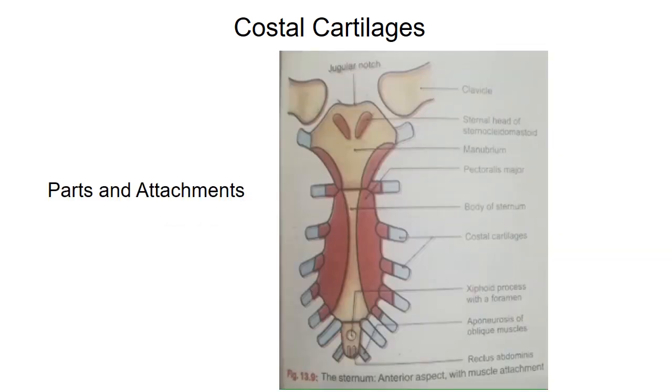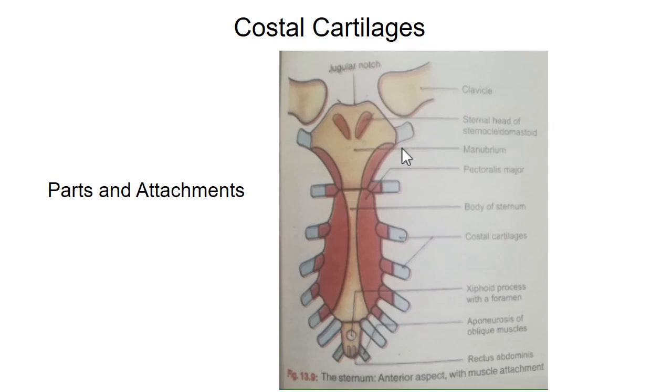Now let's talk about the parts and attachments of the costal cartilages. Each costal cartilage has two surfaces, anterior and posterior, two borders, superior and inferior, and two ends: the medial end, which is attached to the sternum, and the lateral end, which articulates with the anterior end of the rib.